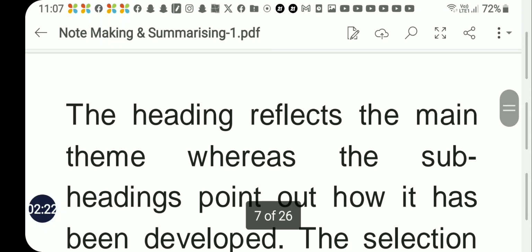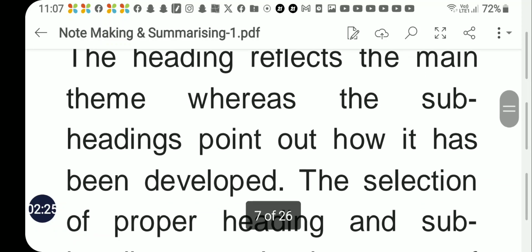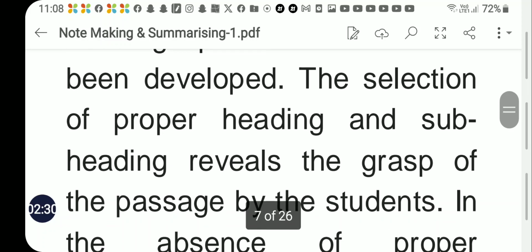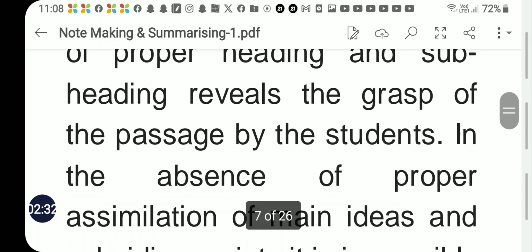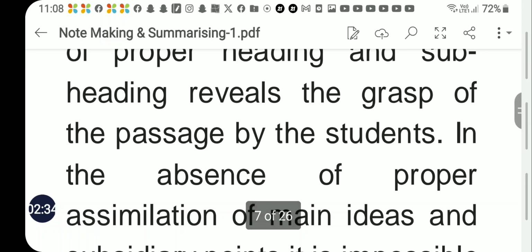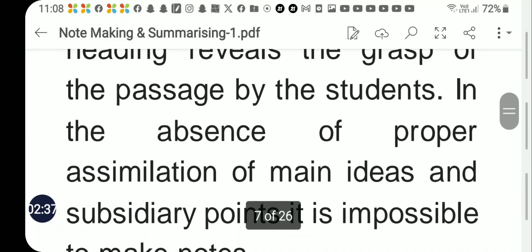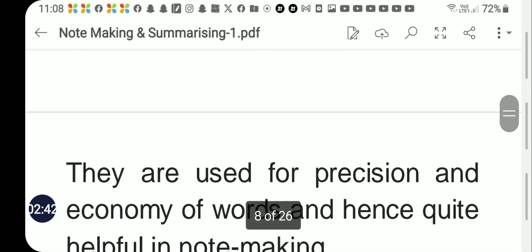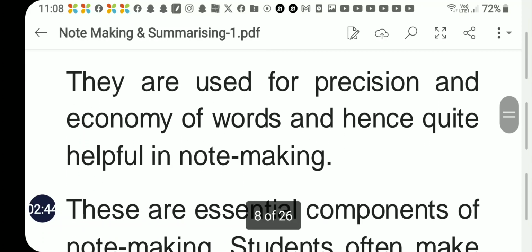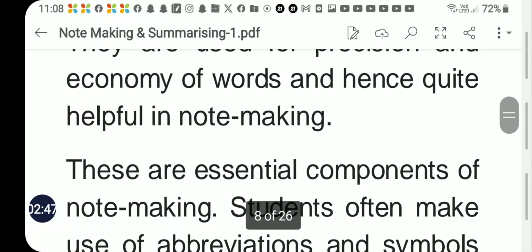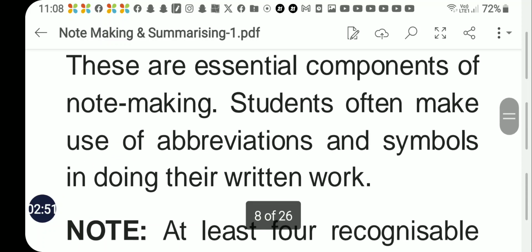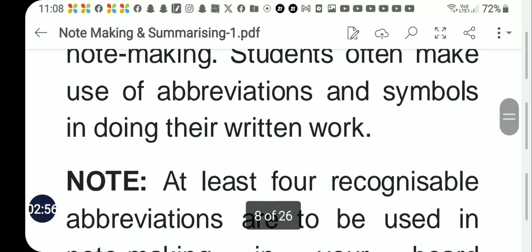The heading reflects the main theme, whereas the subheadings point out how it has been developed. The selection of proper headings and subheadings reveals the grasp of the passage by the students. In the absence of proper assimilation of main ideas and subsidiary points, it is not possible to make notes. Abbreviations and symbols are used for precision and economy of words, and hence are quite helpful in note making. These are essential components of note making. Students often make use of abbreviations and symbols in doing their written work.